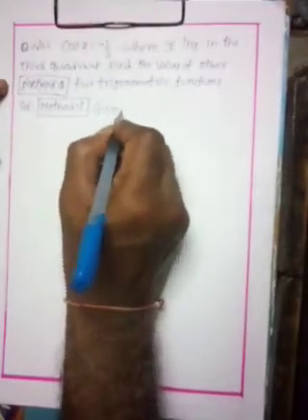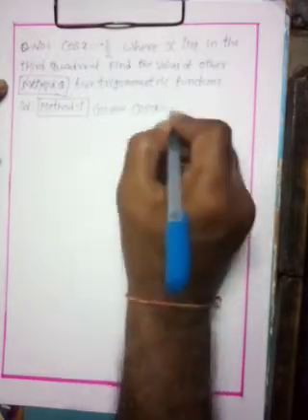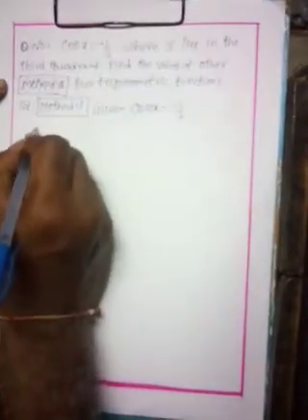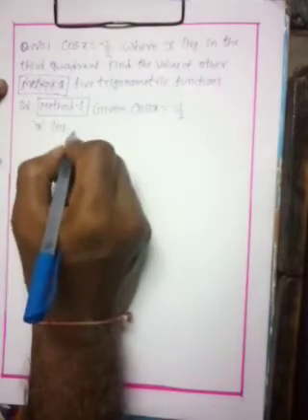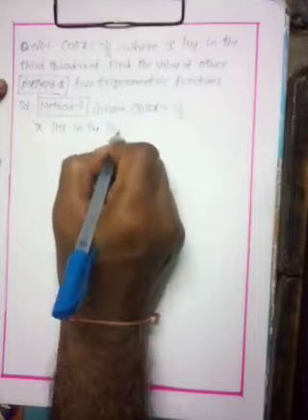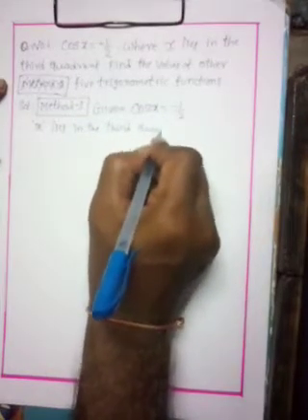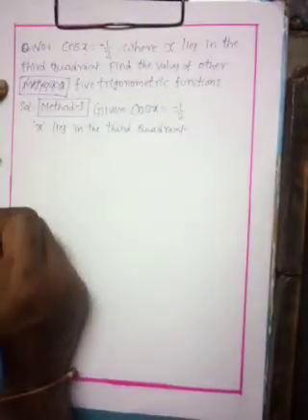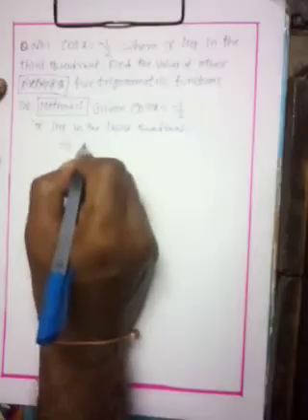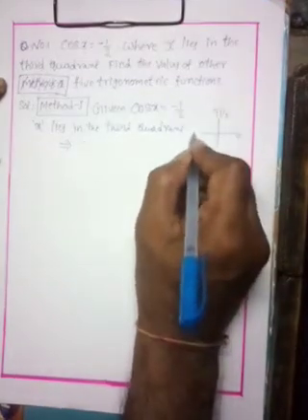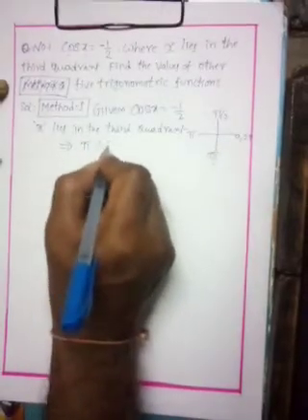Given cos x is equal to minus 1 by 2. I wrote the cos x value, and what is given? x lies in the third quadrant. What does it mean? See here: 0, here pi by 2, here pi, here 3 pi by 2, again here 2 pi. It lies between pi and 3 pi by 2.